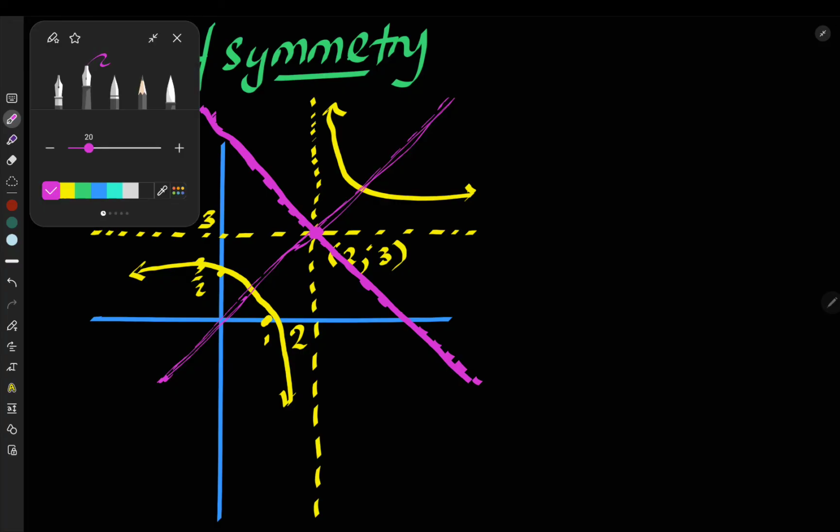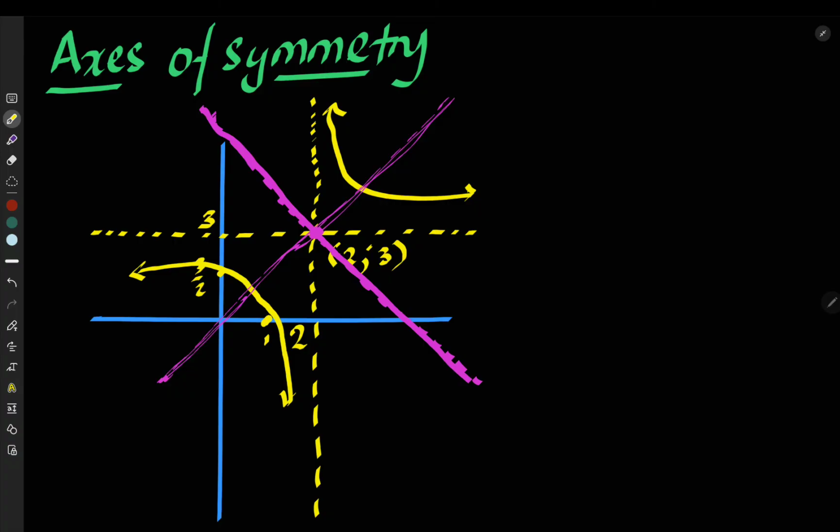To determine the equations of those lines, one thing that you need to know is that the gradient of the line going in this direction, its m, is always equal to 1. The gradient of that line is always positive 1. And the gradient of the other line is m equal to negative 1. So the gradients of the two axes of symmetry of a hyperbola are always 1 and negative 1, and they pass through a common point, the point of intersection of the two asymptotes.